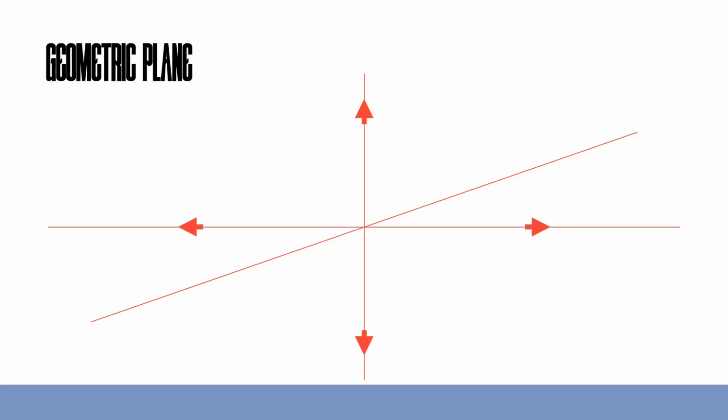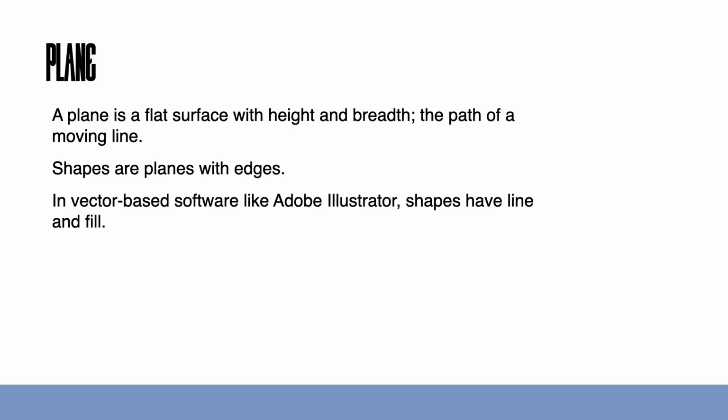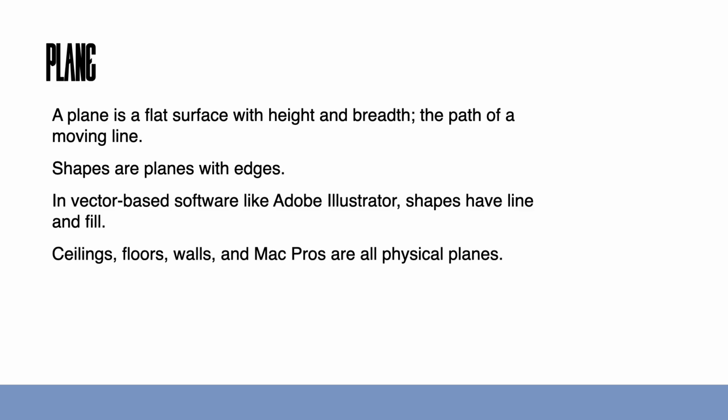So, geometric plane. A plane is a flat surface with height and breadth, the path of a moving line. Shapes are planes with edges. In vector-based software like Adobe Illustrator, shapes have line and fill. Ceilings, floors, walls, and Mac Pros. This example was used back when we were in the classroom, but Mac Pros are all physical planes.